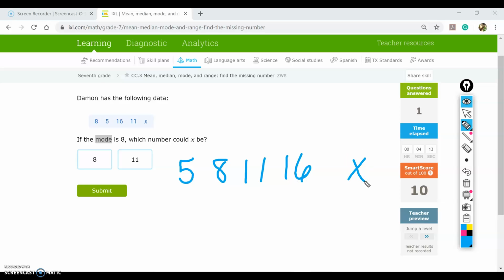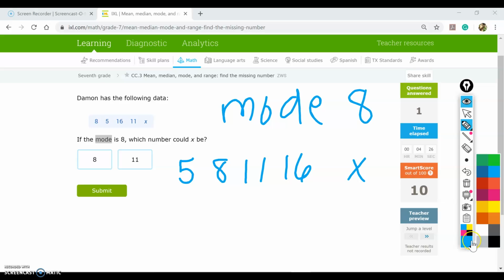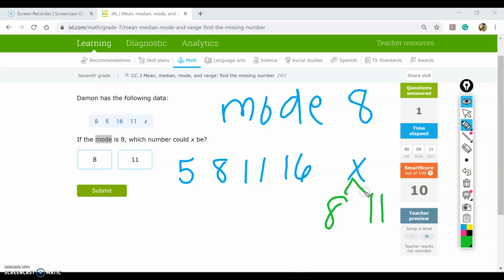Now, if I want this to have a mode of 8, that means that the number that is repeating the most has to be 8. Which of these two numbers would you pick? Would you pick 8 or would you pick 11? Well, if you think about it, the correct answer would be 8, because if I pick 8, I would have two 8s. And because I have two of them and it's the one that is repeating the most, that's what would be the mode. If I pick 11, then the mode would be 11. So for this question, the correct answer is 8.